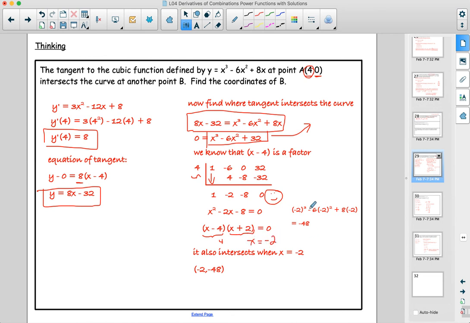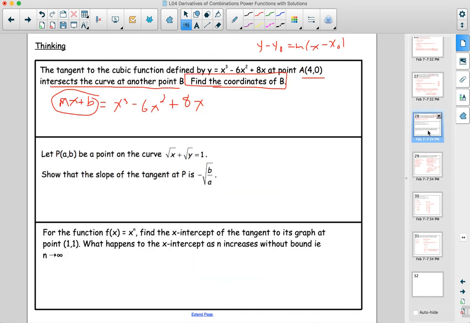I now need the y coordinate, so I'm going to plug negative 2 into here. Negative 2 all cubed minus 6 times negative 2 all squared plus 8 times negative 2. That gives me negative 48. I now have the second point of intersection at negative 2, comma negative 48. I'm going to back you up to the second one now.